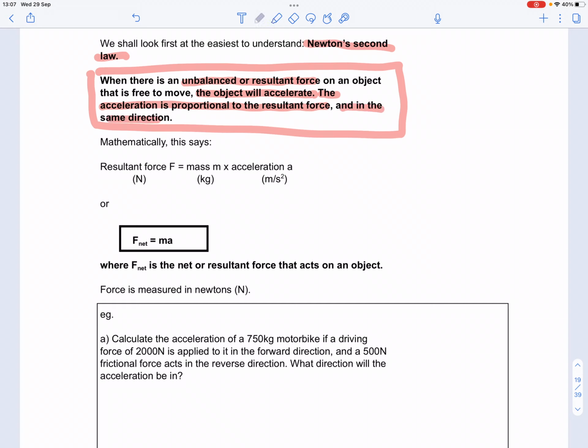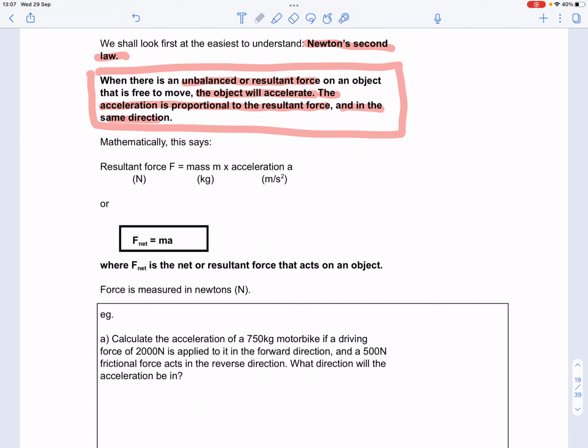Here we have an object, just a little ball, and it has an unbalanced force on it. Let's draw a force arrow here, F, that is not balanced by a force in the other direction. Newton's second law says that if that force is acting on the object, then it will cause an acceleration which is in the same direction as the unbalanced or resultant force. So if the force is vertically downwards, then the acceleration will also be vertically downwards, and the object will accelerate in that direction. It also says that the force is proportional to the acceleration.